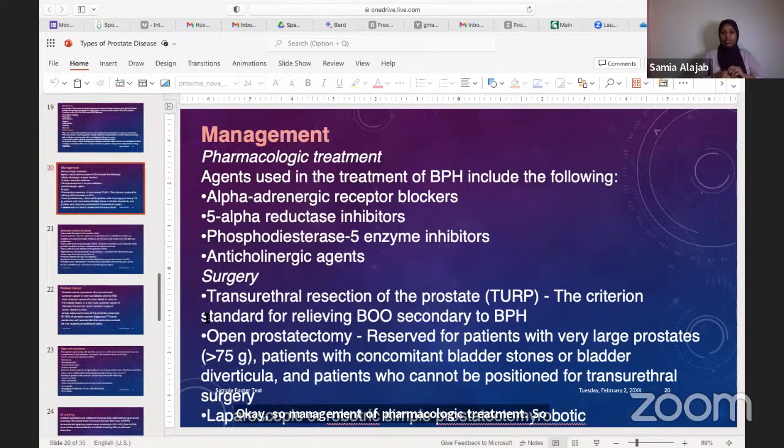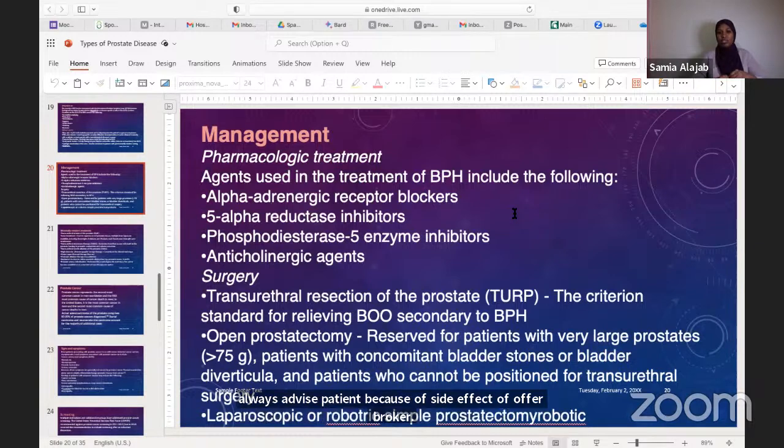So for agents used in the treatment of benign prostatic hyperplasia, usually we'll start the patient on an alpha-adrenergic receptor blocker or a 5-alpha reductase inhibitor, which needs time, around 6 months, to reduce the size of the prostate and improve symptoms. Alpha blockers will give you quicker relief of symptoms, and we should always advise the patient about the side effect of alpha blockers. The patient may have orthostatic hypotension, so we should be careful with that.